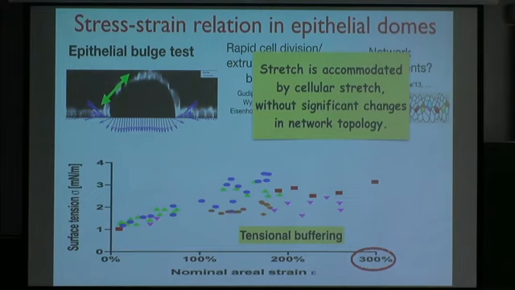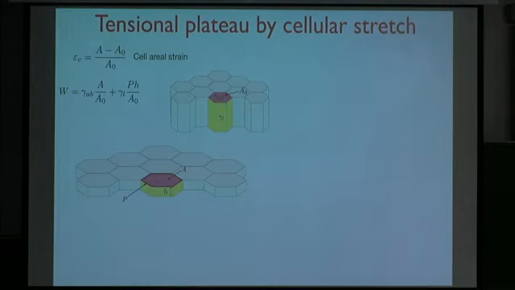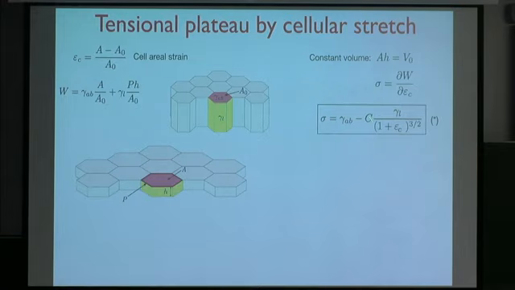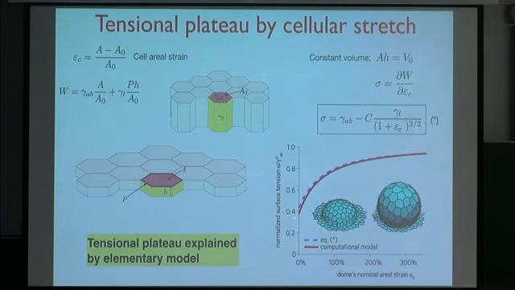So maybe I've just awakened your interest in the problem. I will not be able to answer fully what's going on here, but if you go back to these epithelial vertex models, and you see what would be the tension that this model would predict, you can write down an analytical expression in which you have this dependence on the applied areal strain, and this predicts, in fact, that there is a tensional plateau. So these very simple vertex models do predict that you have this tensional plateau.